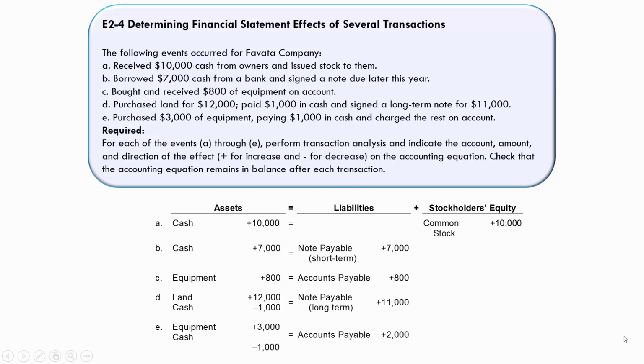And E, purchased equipment, paying $1,000 in cash, very similar to the other one. The difference between this transaction and this transaction, you can see it best probably down here, is that in this transaction, these two are netted. In this transaction, these two are netted. But this one is long-term and this one is not long-term because it's an accounts payable.